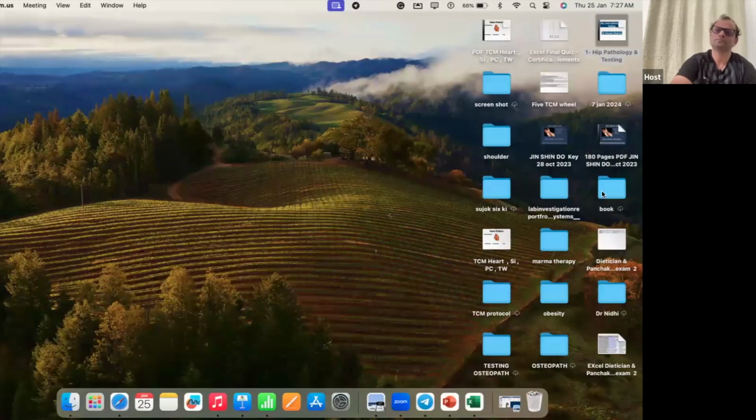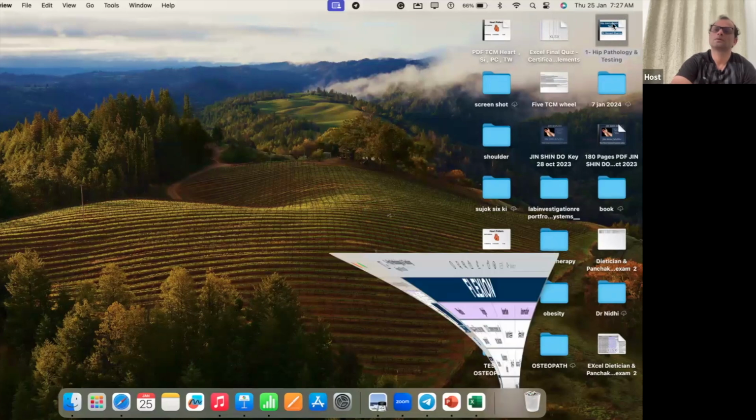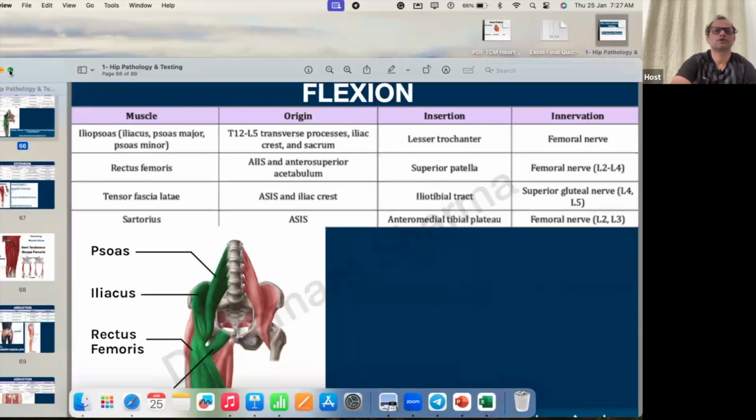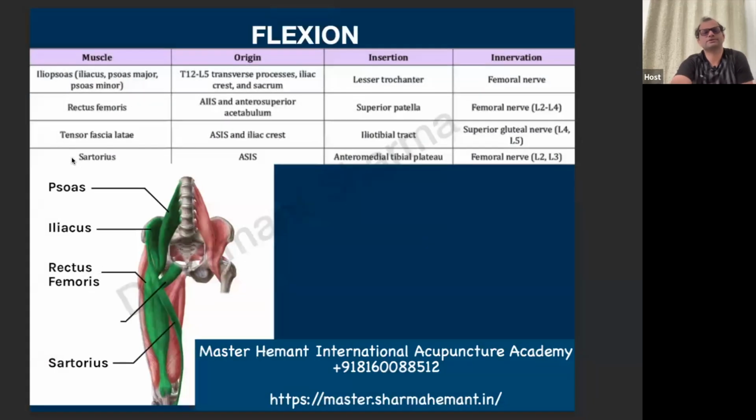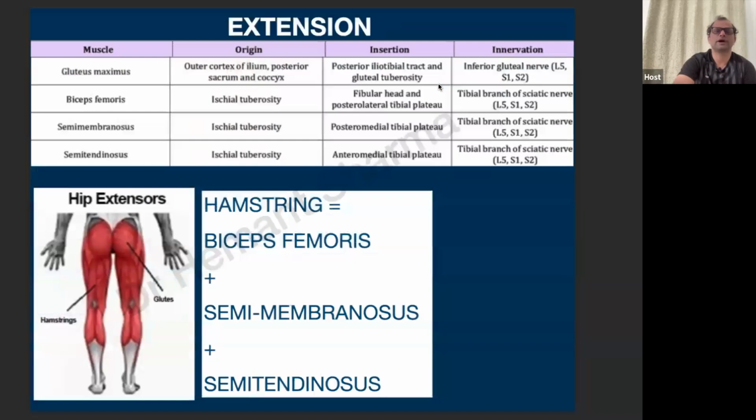So we have seen the flexor group of muscle: iliopsoas, rectus femoris, tensor fasciae latae, sartorius. They are getting supply from the femoral nerve, and the tensor fasciae latae is getting supply from the superior gluteal nerve. Okay. Now we are moving to the next. Now extension movement.